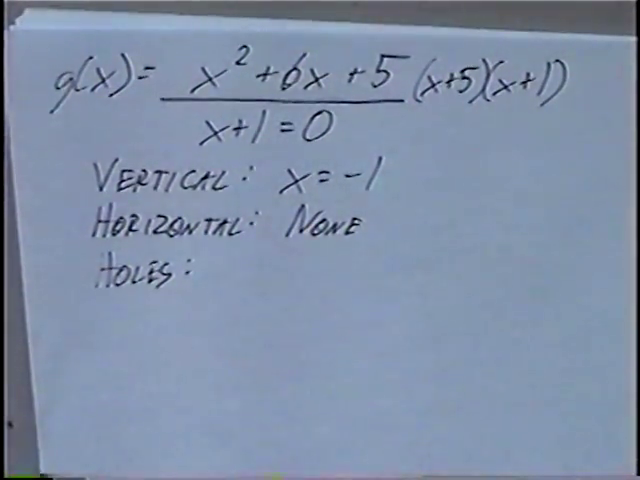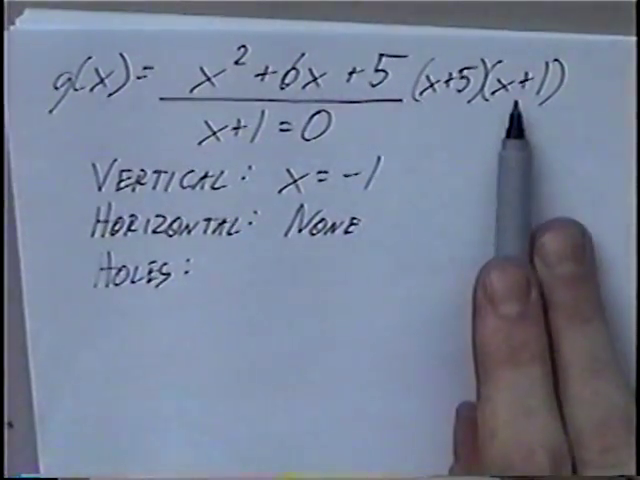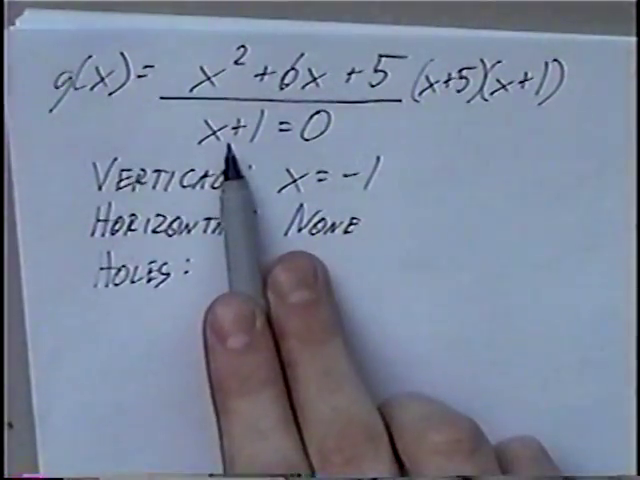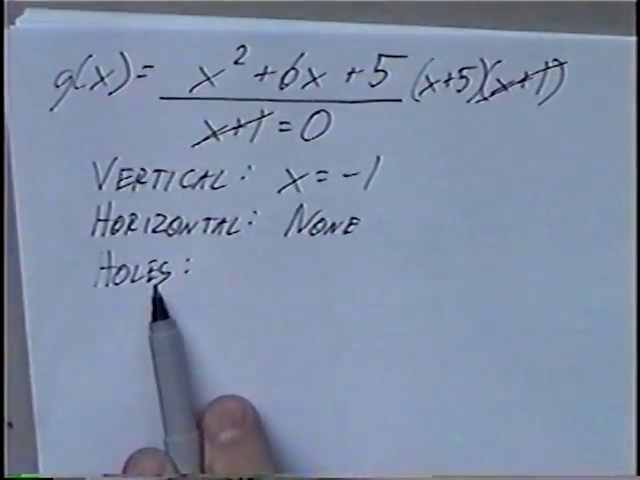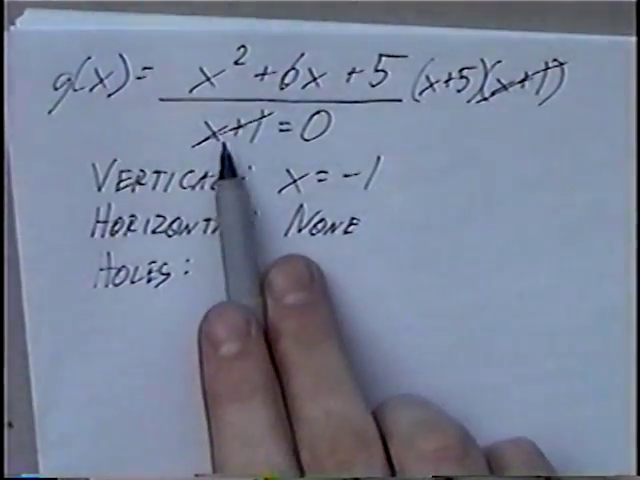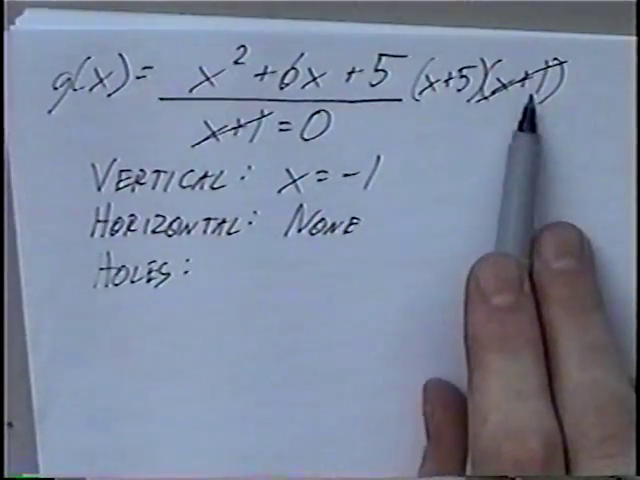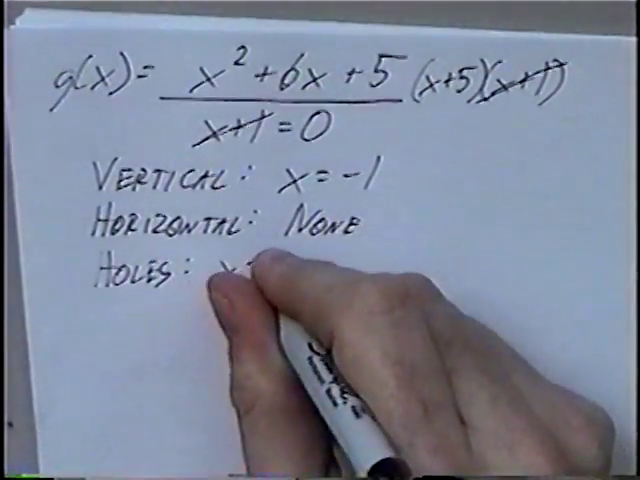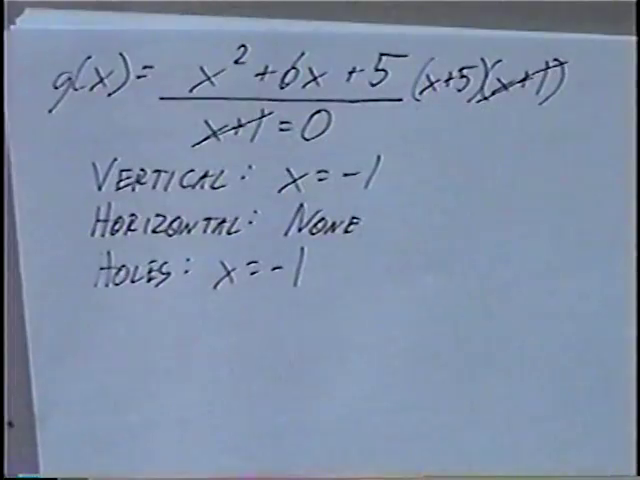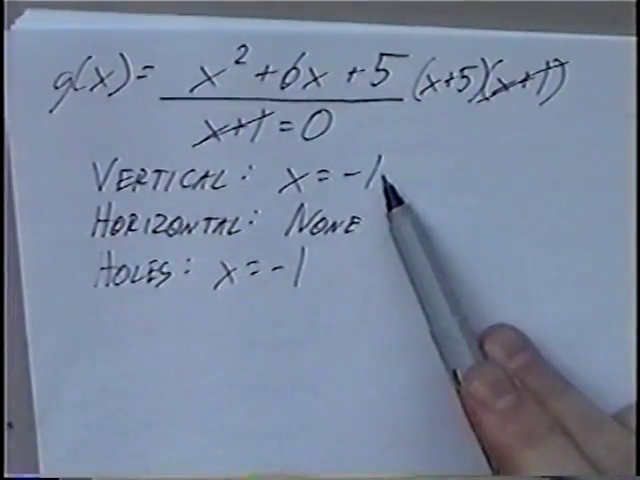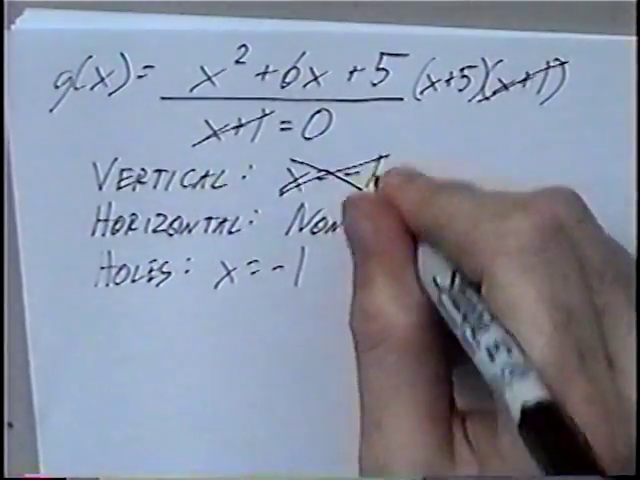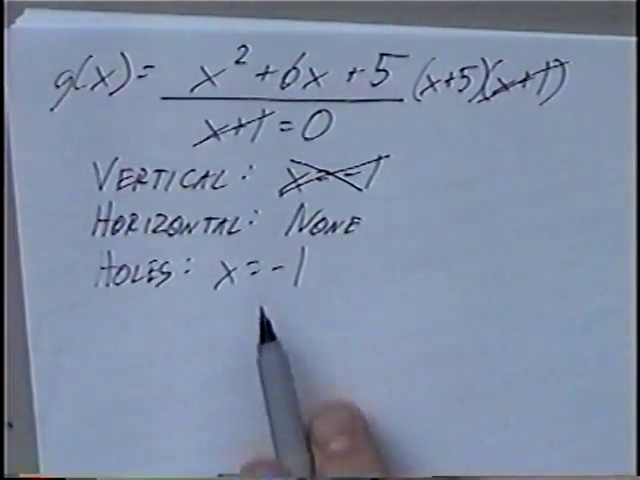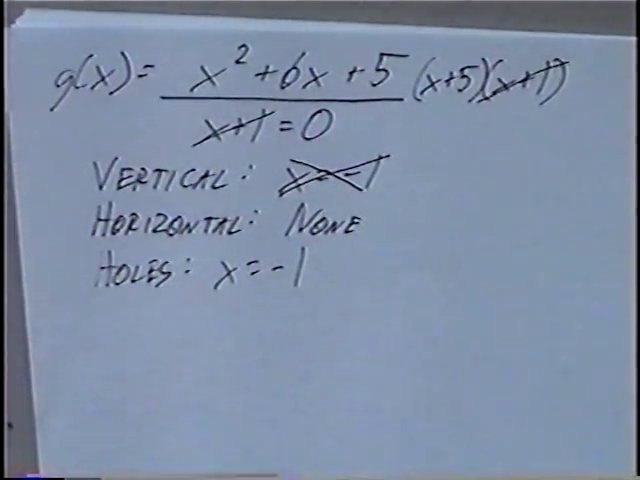Looking at the common factors, we have x plus 1 in the numerator and x plus 1 in the denominator. So these two factors would cancel or give us a hole. Again, setting this equal to 0, x plus 1 equals 0, the hole would be at x equals negative 1. And when you have the vertical asymptote and the hole as the same number, we can cross off or ignore the vertical asymptote, and the hole would take the place on the graph.